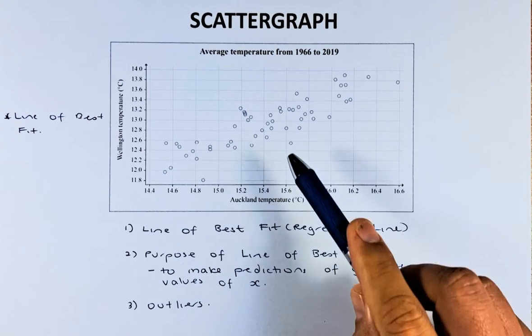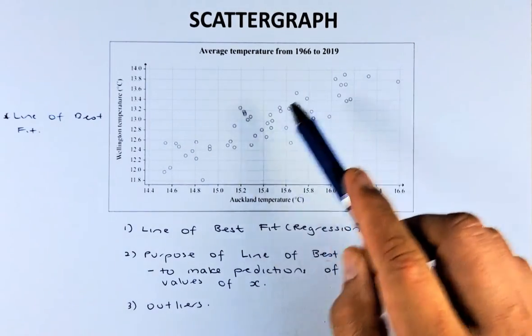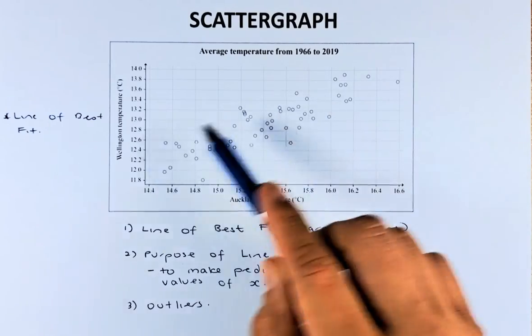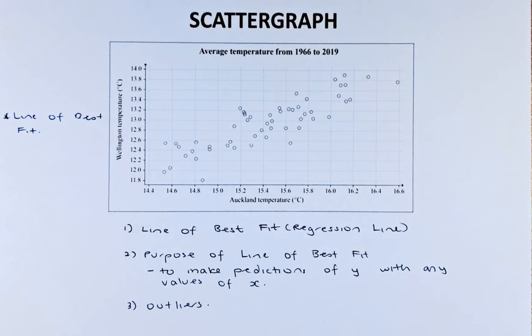So every point on the graph represents 1 year. So 1966 might be one of the dots, 2019 might be another dot. So 2000 might be another dot. So every dot represents 1 year, and that is how we're going to analyze it.